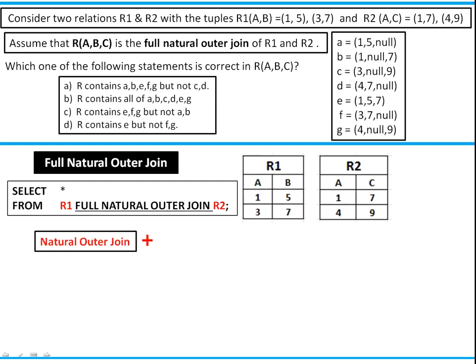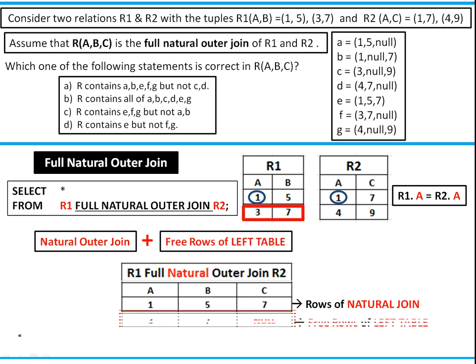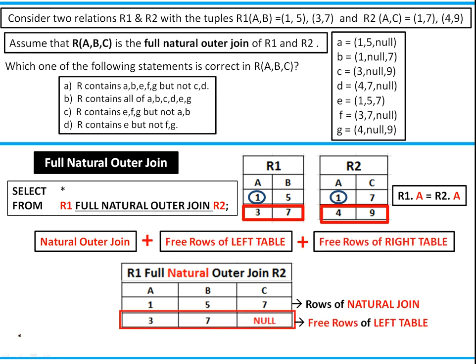Yes, rows of natural join. This participated, so this is a free row, this is a free row. We understood this. Plus free rows of the left table plus free rows of the right table. That is, A will be 4. A will be 4. C will be 9. Please write here. And this will be null. That is full natural outer join.